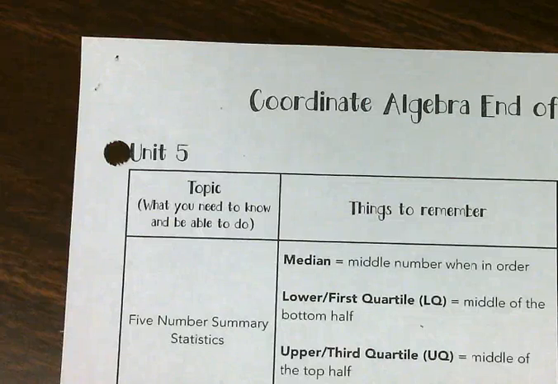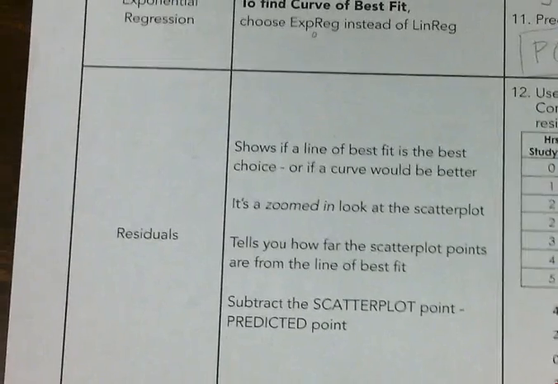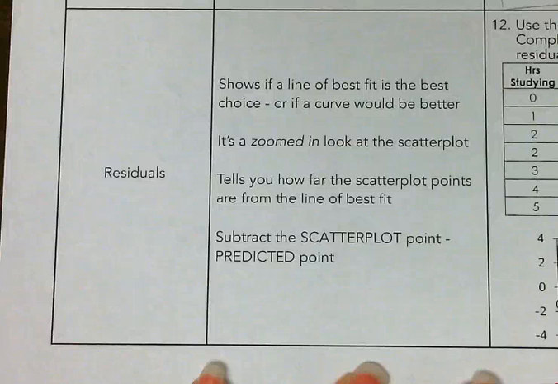Unit 5, we're going to look at residuals. So this is on the back of your sheet near the bottom. Okay, what we're doing when we look at residuals, we are trying to decide if the line of best fit was the better way to go or if a curve would be better.